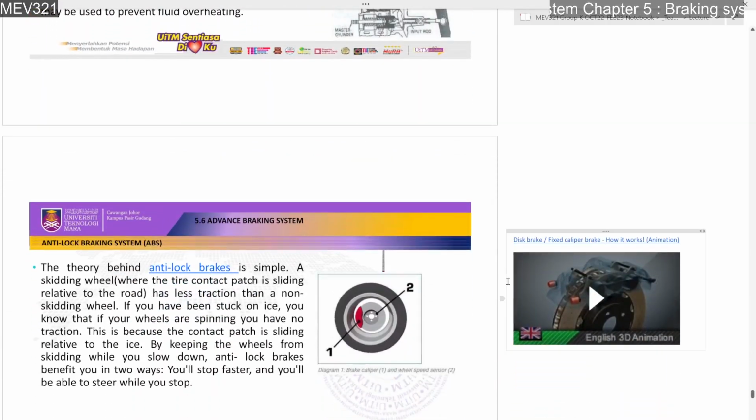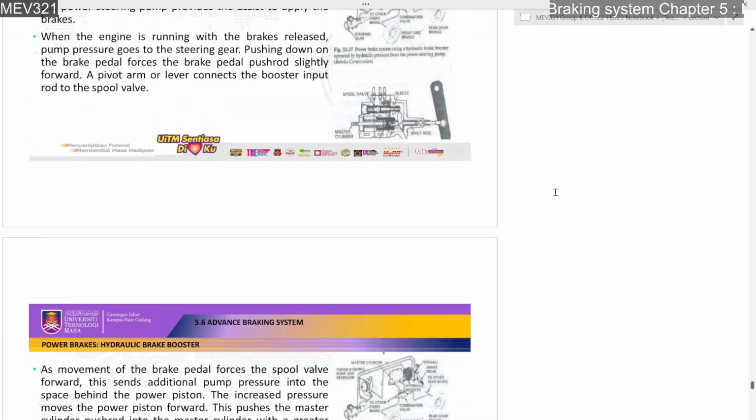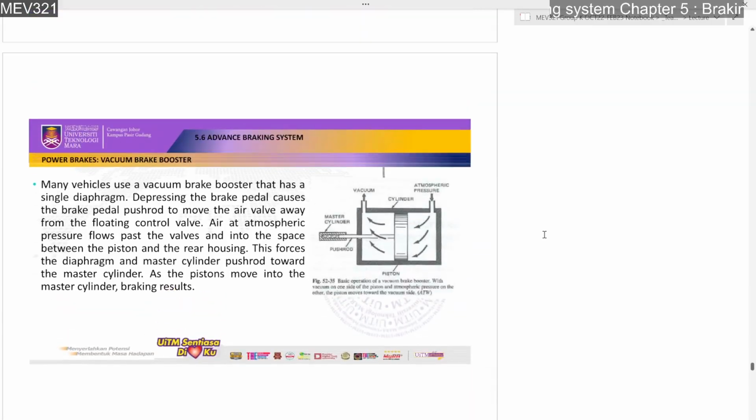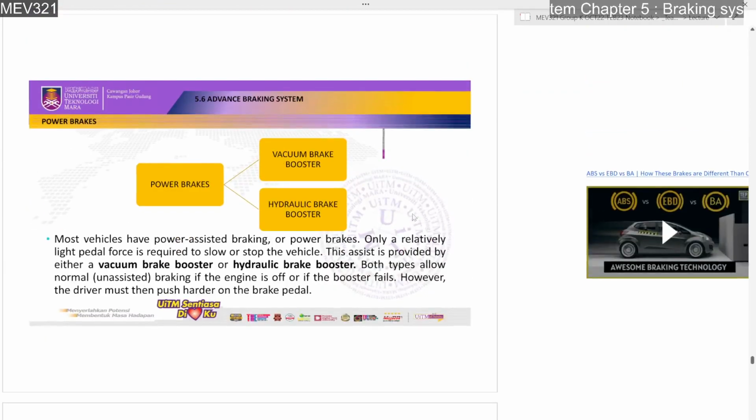Kalau awak nak tahu cara brake untuk kereta electric car, EV, dah lain dah. Awak lepas je pedal minyak, dia terus brake. Tu electric vehicle. Okay. Sekarang ni untuk yang internal combustion engine punya kereta, brake masih lagi kena tekan pedal lah. Kena tekan pedal brake tu. Okay, jadi kita cerita ni ada dua jenis power brake. Vacuum brake booster, hydraulic brake booster.